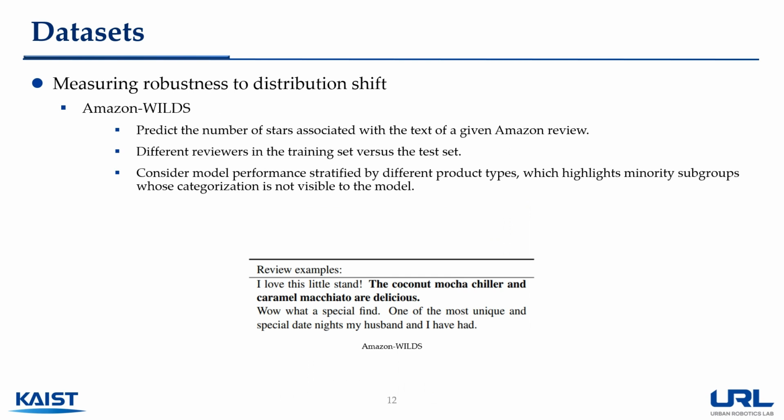And last is Amazon WILDS. This is the only text data. Predict the number of stars associated with the text of a given Amazon review. The reviews in the training set differ from those in the test set. Consider model performance stratified by different product types, which highlights minority subgroups whose categorization is not visible to the model.